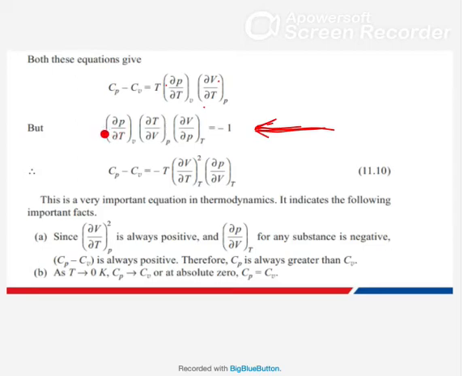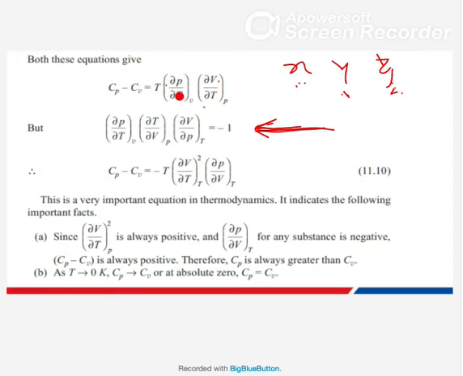If you have x, y, z and you write a partial derivative of one with another in cyclic order, x, y, then y, z, then z, x, you will get minus 1. This is a mathematical relation only. So dou x by dou y at constant z, then dou y by dou z at constant x, then dou z by dou x at constant y. If you multiply all these, you will get minus 1. We are using this relation here.